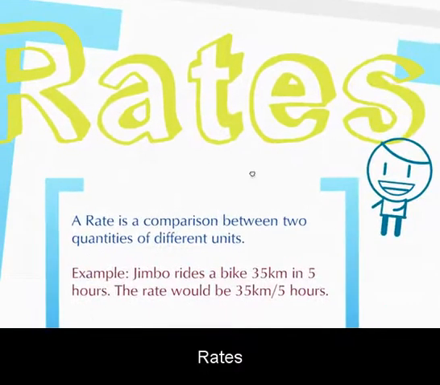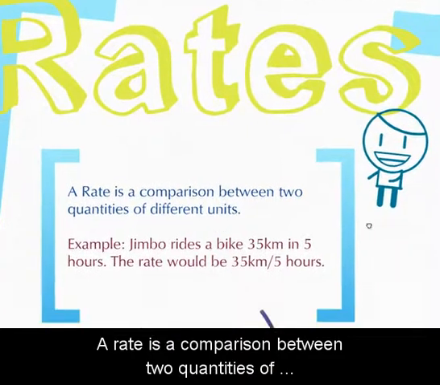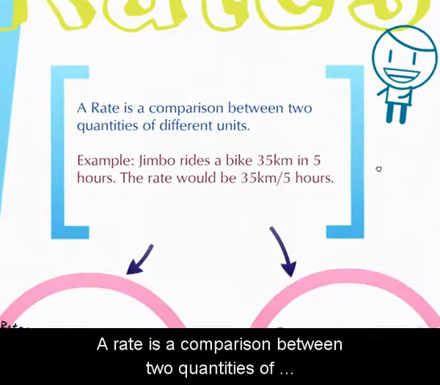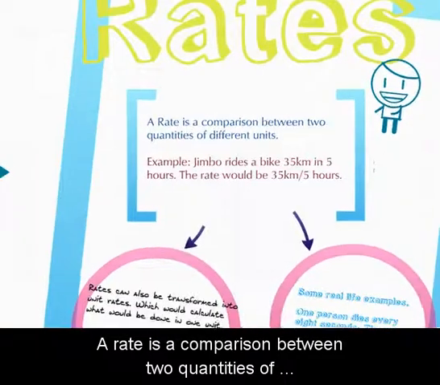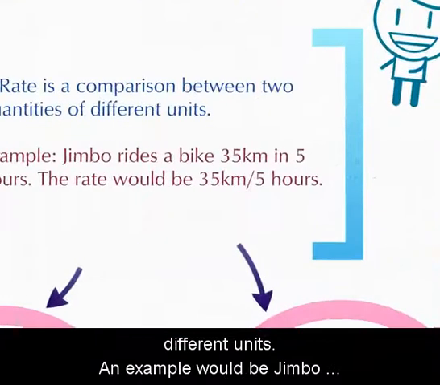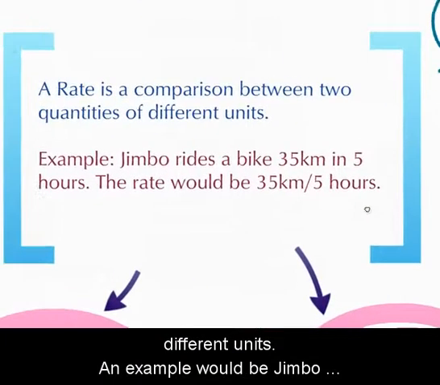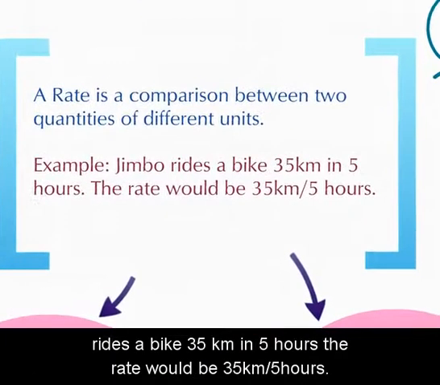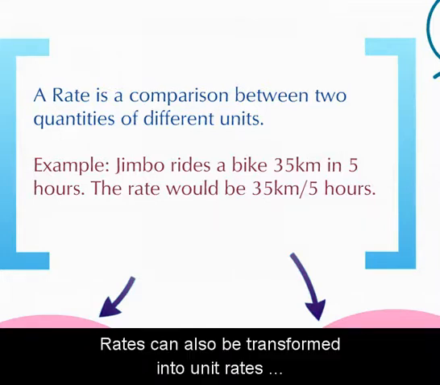Rates. A rate is a comparison between two quantities of different units. An example would be Jimbo rides a bike 35 kilometers in 5 hours. The rate would be 35 kilometers in 5 hours.